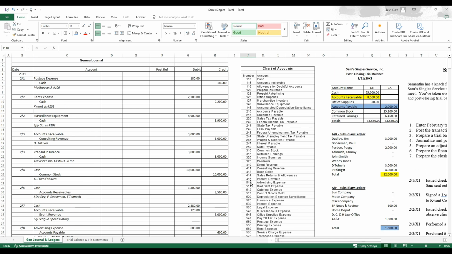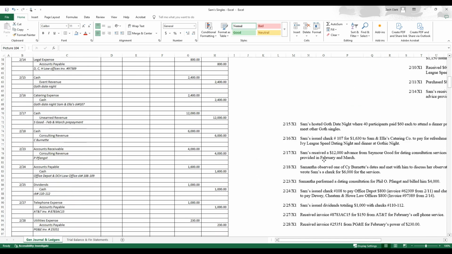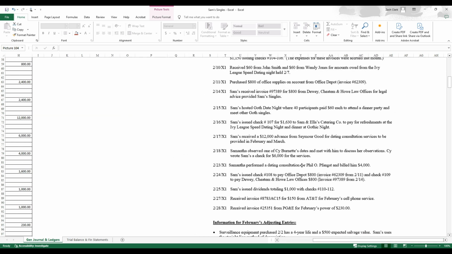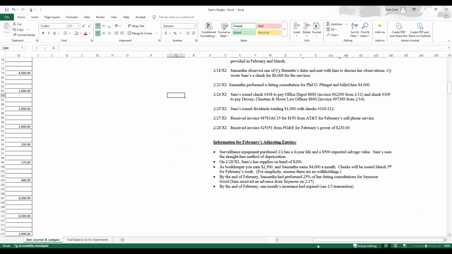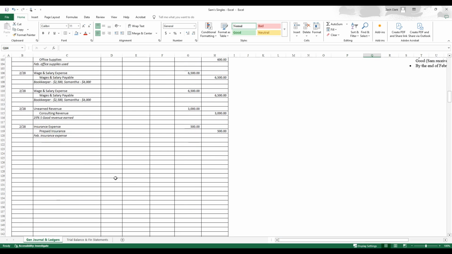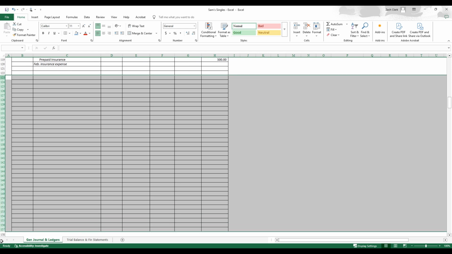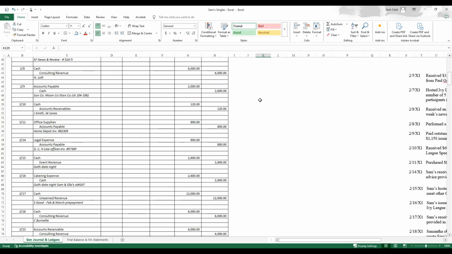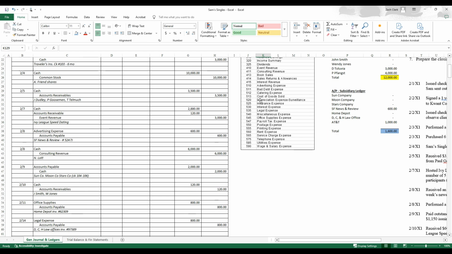All right, so we've got all of our journal entries done. That's great. I'm going to move our transactions back out of the way. Got our adjusting entries done. Everything's looking good. I'm going to delete some rows here because we don't need all this. Clean this whole thing up a little bit. And yeah, good to go.